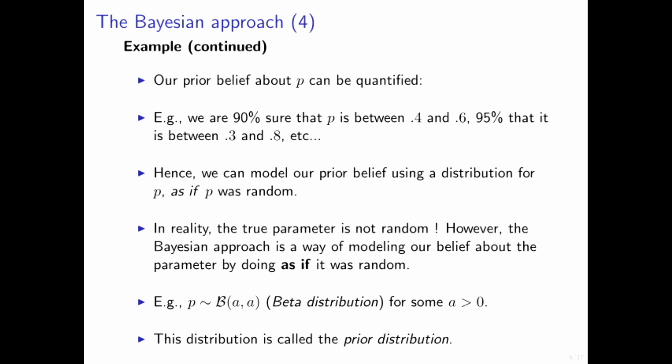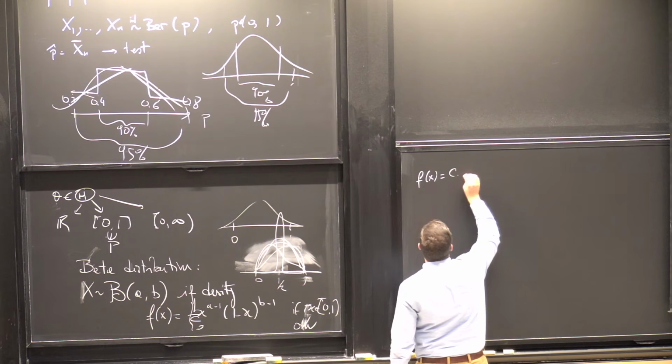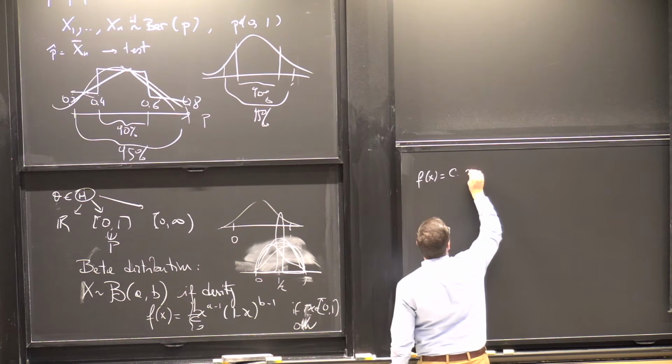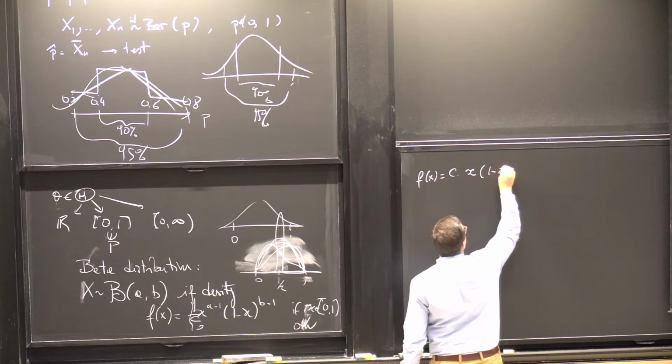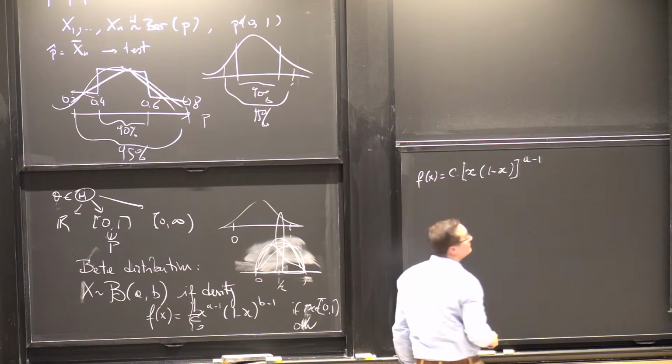OK? So here, if you take A equal to B, you have something that essentially is symmetric around 1/2, right? Because what does it look like? Well, my density f of x is going to be my constant times x times 1 minus x to the a minus 1, right?